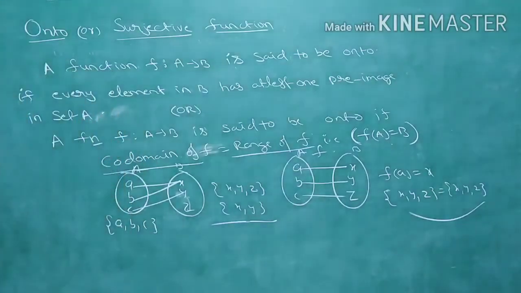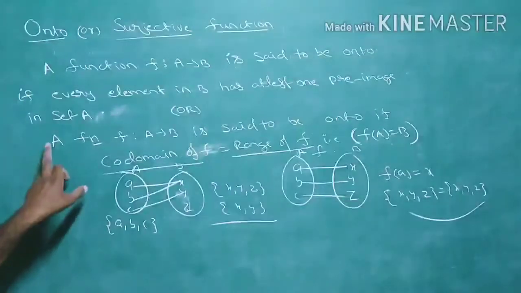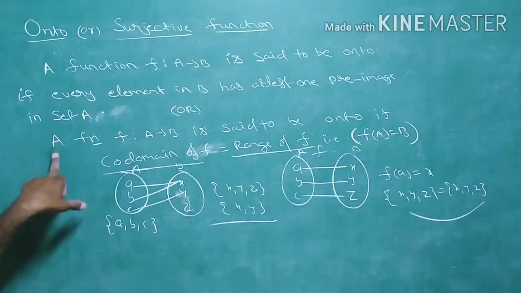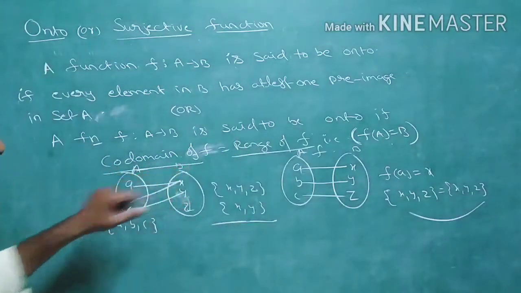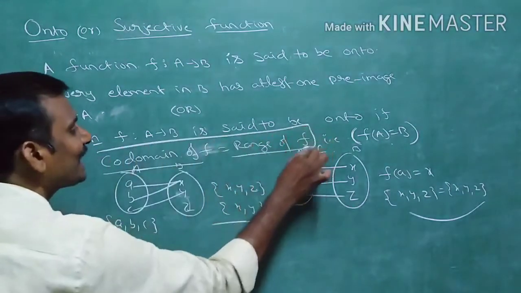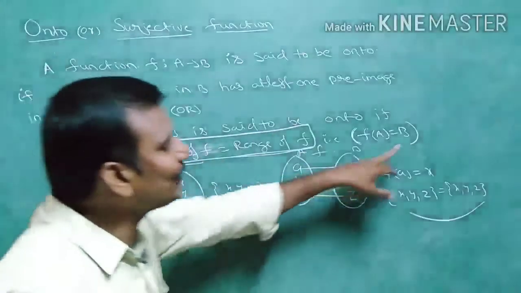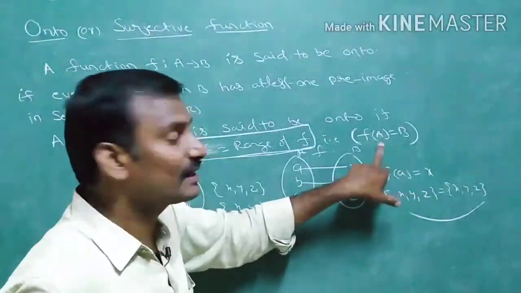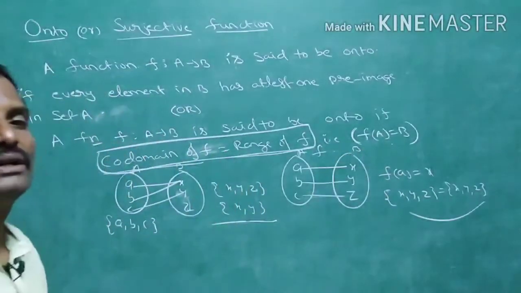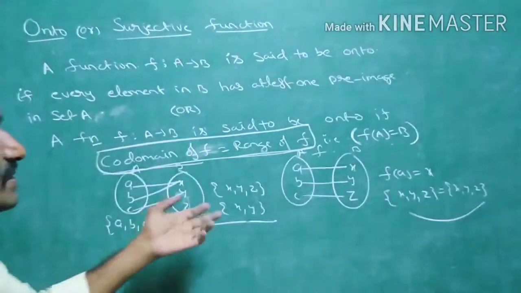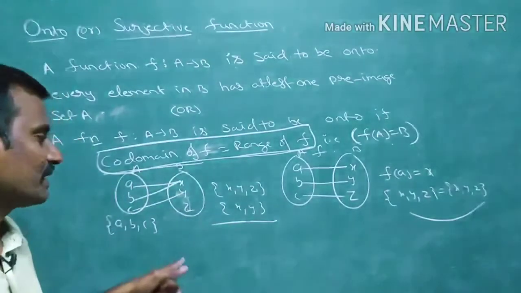I will explain that later. So, another definition: a function f from A to B is said to be onto if codomain of f is equal to range of f. Codomain is nothing but B. Range is f of A. If codomain is equal to range, that function is called an onto function. This is the onto function definition.